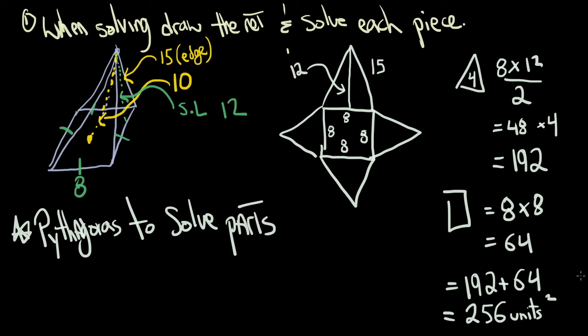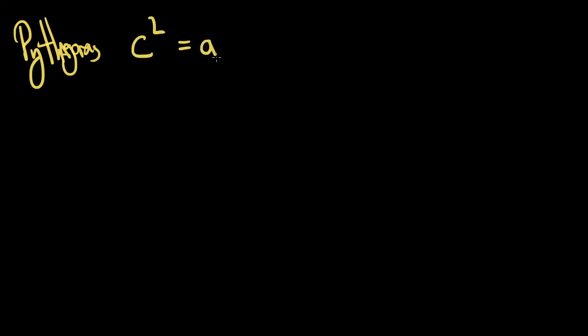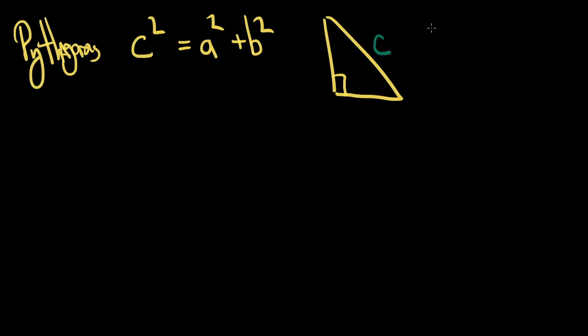So I'm going to give you a quick little breakdown of what Pythagoras is and how it relates to pyramids. So Pythagoras. If you've seen my other videos, I think I got a video on Pythagoras somewhere. It's c squared equals a squared plus b squared. So we're talking about right angle triangles. And there's my right angle. You have to know that the hypotenuse is always going to be c, which is the long side.